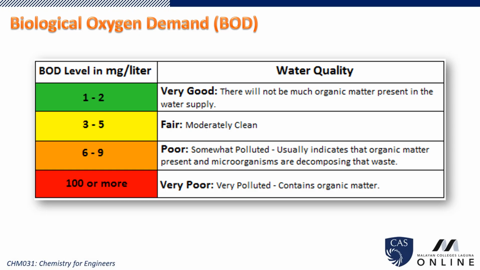BOD has several classifications. For BOD of 1 to 2 milligrams per liter, that is considered very good. For 3 to 5 milligrams per liter, that is considered fair. For 6 to 9 milligrams per liter, that is considered poor. And for 100 milligrams or more, that is considered very poor.